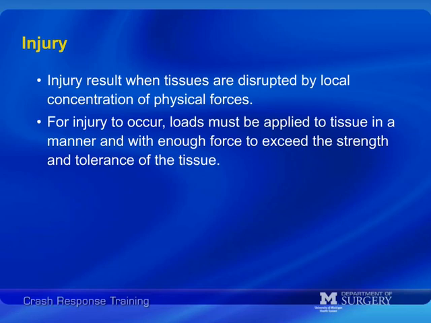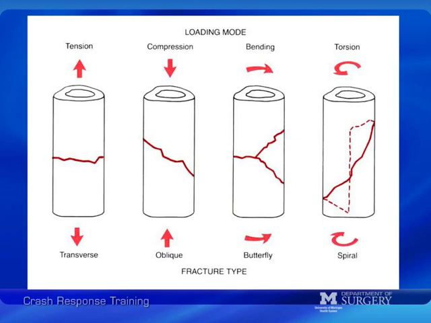Injury results when tissues are disrupted by local concentration of physical forces. For an injury to occur, loads must be applied to tissue in a manner and with enough force to exceed the strength and tolerance of the tissue at that location. There are a number of different loading modes that can occur in motor vehicle crashes.